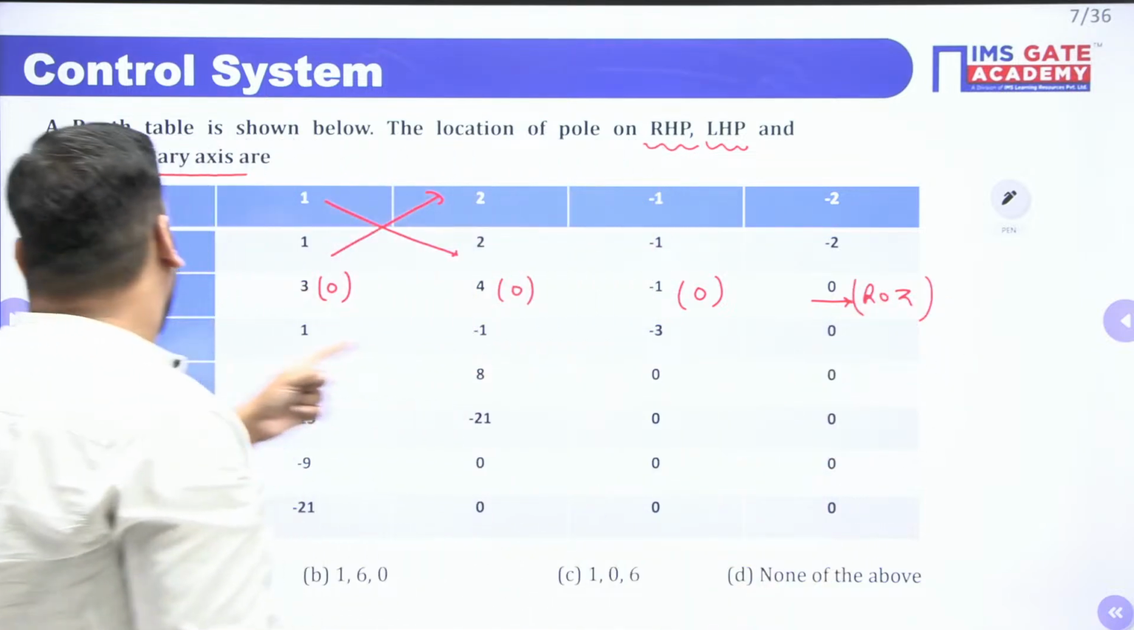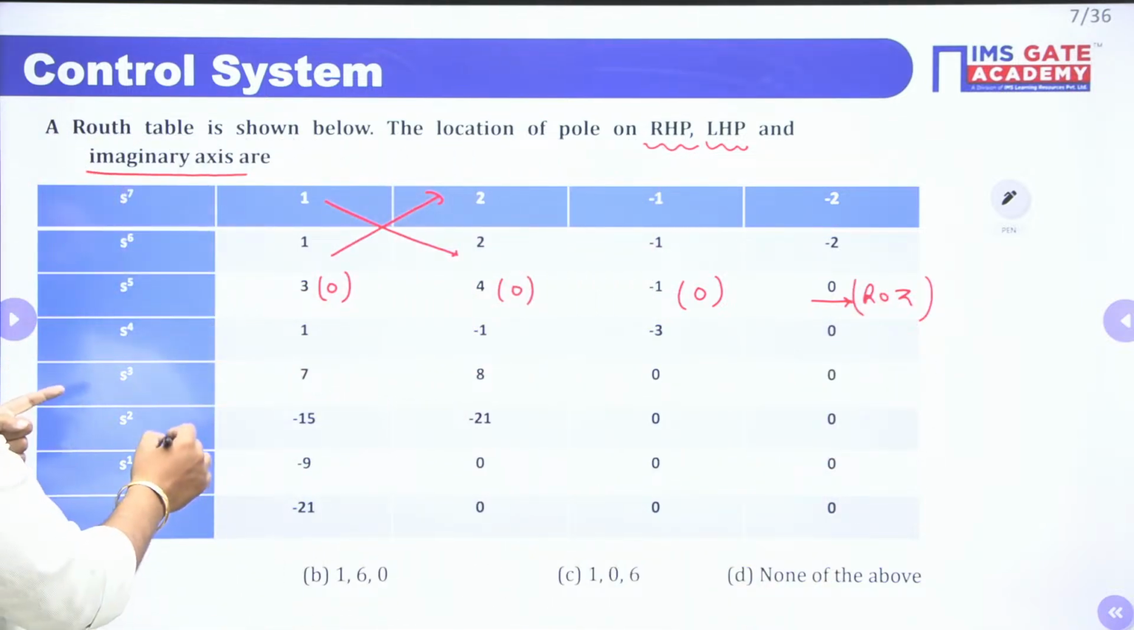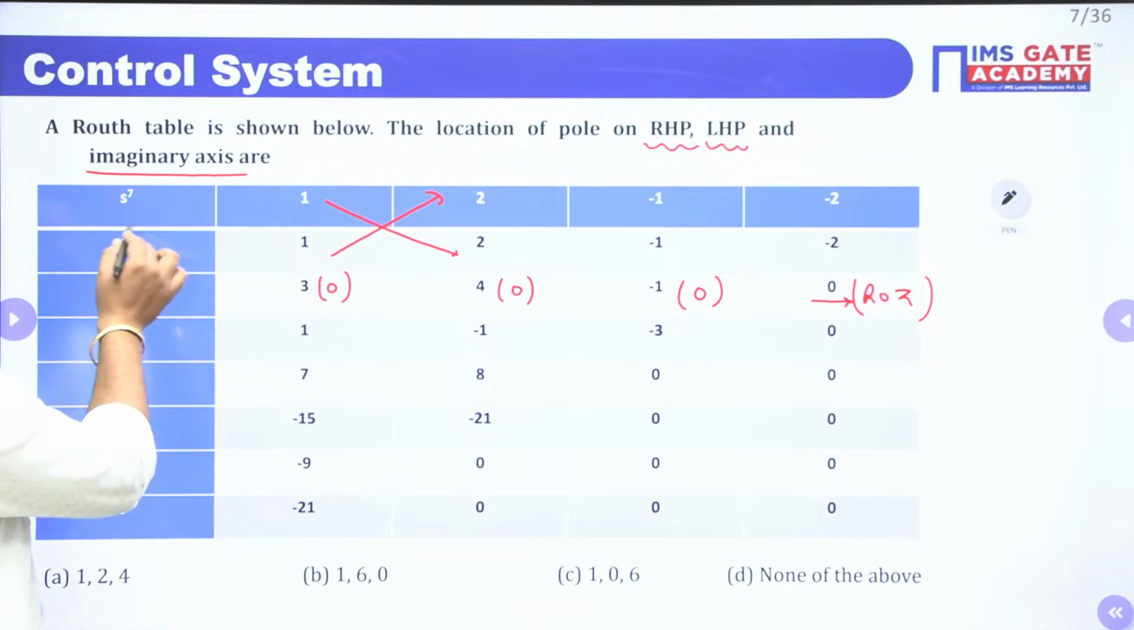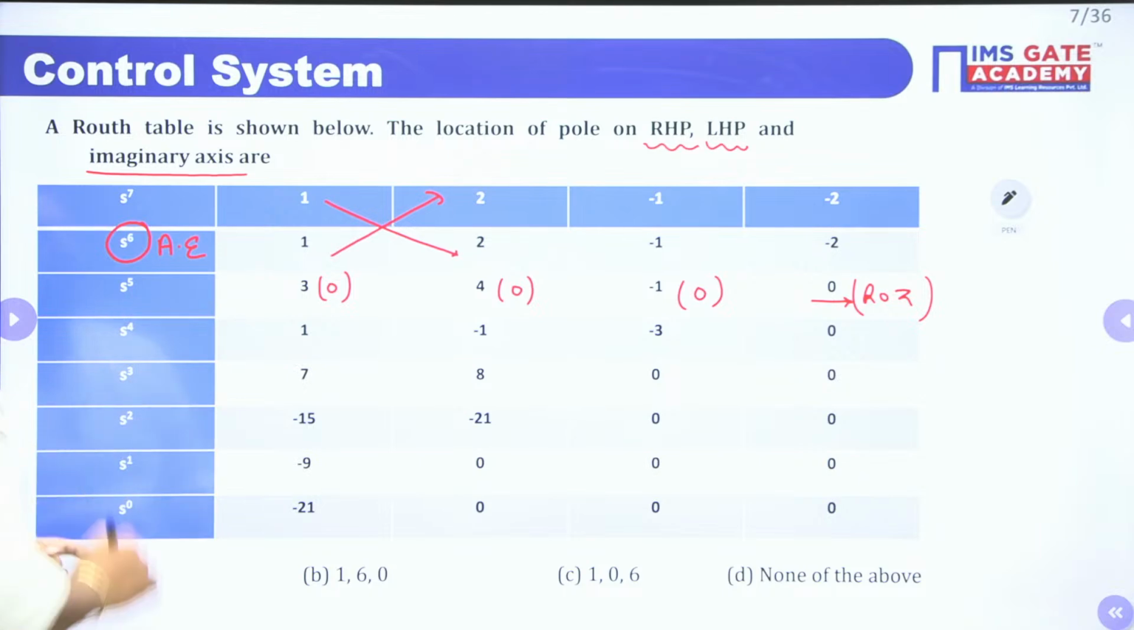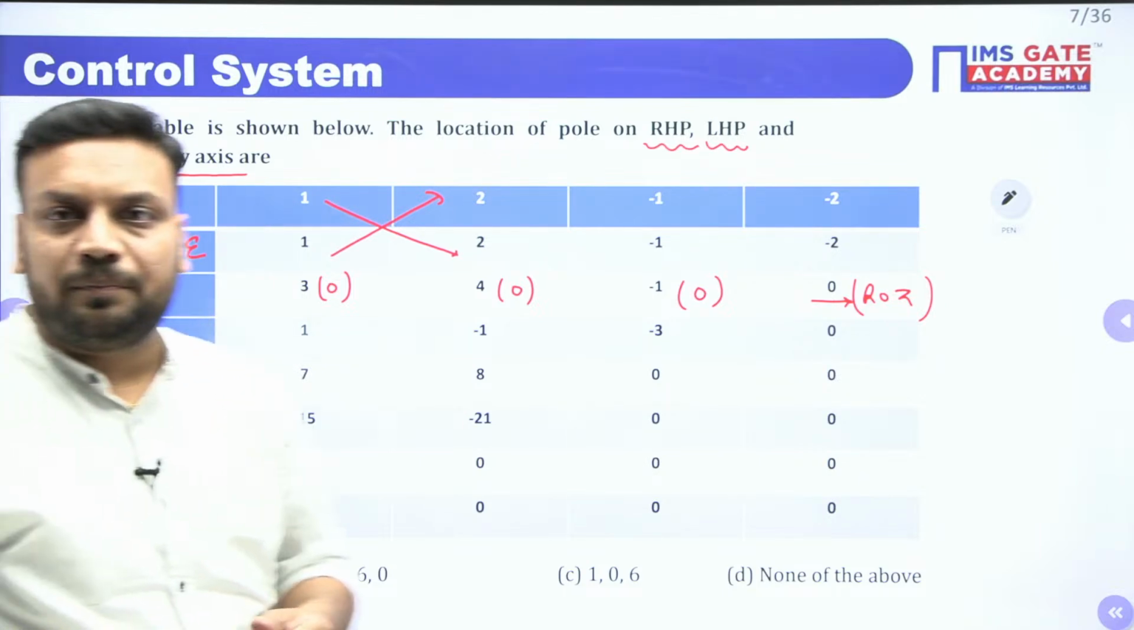And if it is a row of zeros, now s to the power 5 row, your s to the power 6 row will be working as your auxiliary equation.